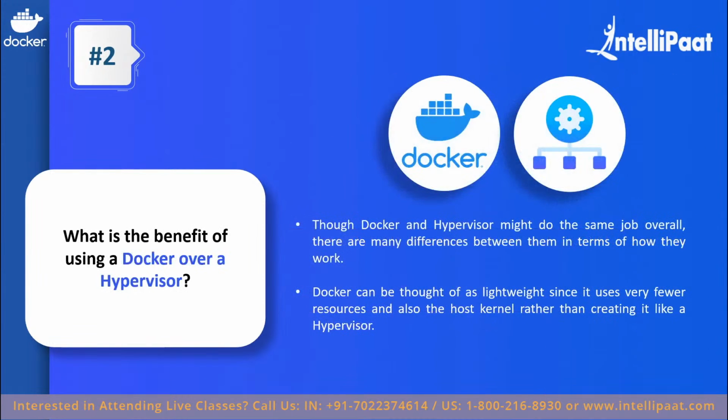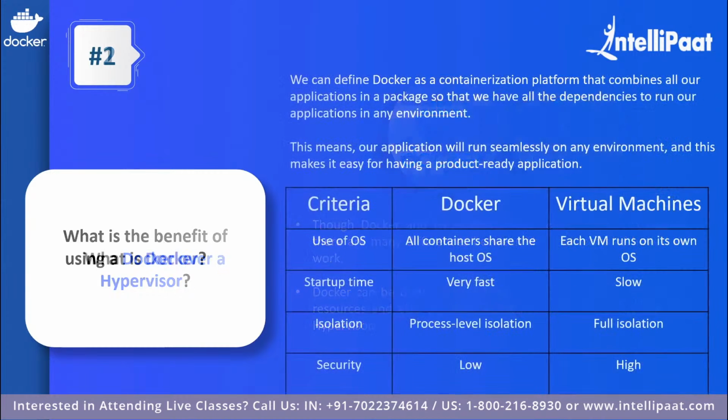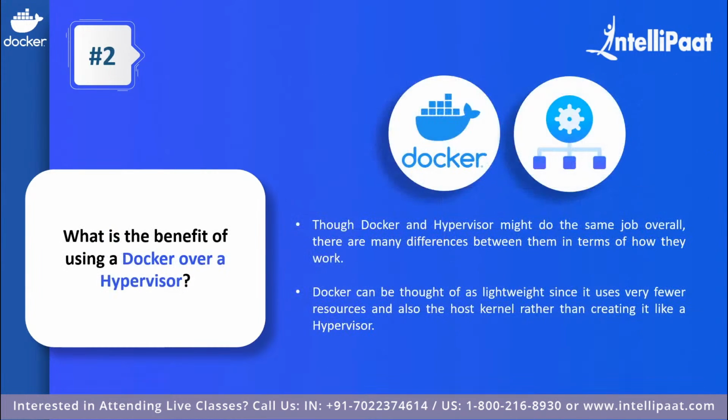Coming to the second question, what is the benefit of using Docker over a hypervisor? So now, what is a hypervisor? Let me tell you that. A hypervisor is the software which is running on servers in a cloud system or an on-premise system. These hypervisors basically create virtual machines for you. So now here we saw about virtual machines, right? Hypervisors are the software running on physical servers. Basically they create the virtual machines which you demand.